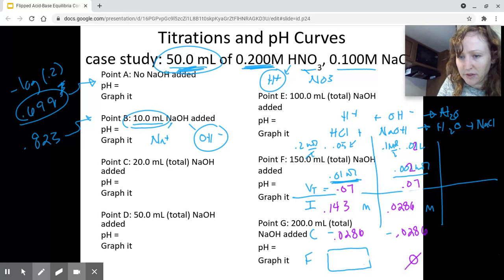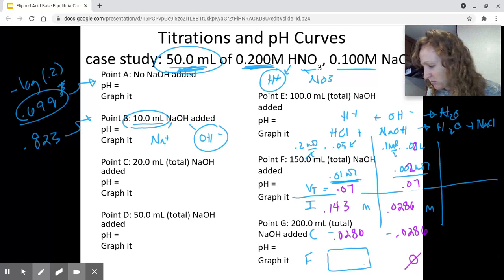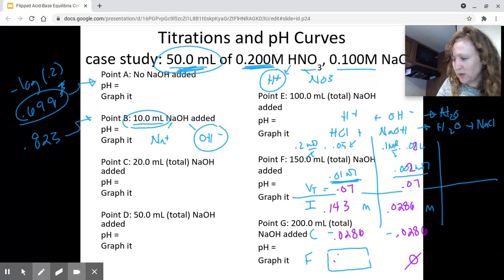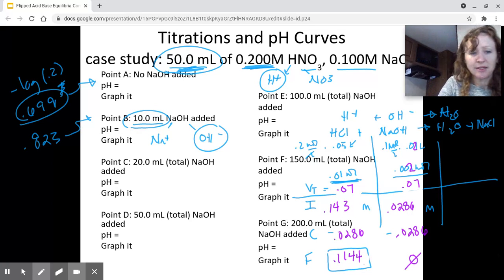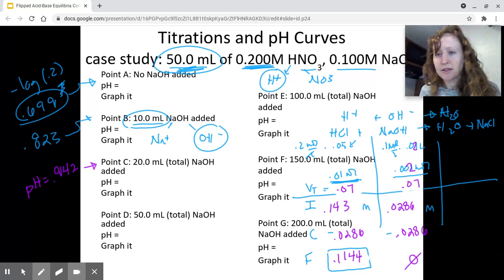I'll have none of my base left. 0.143 minus 0.0286 equals 0.1144. Let's take the log of that, and I get pH equal to 0.942 at point C. All right, let's keep going.